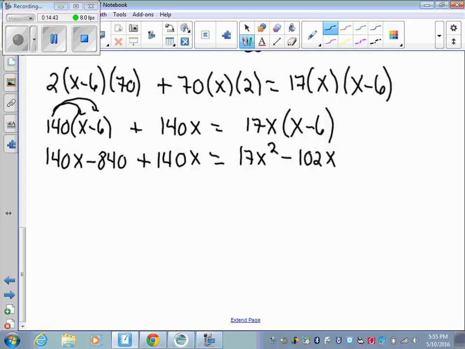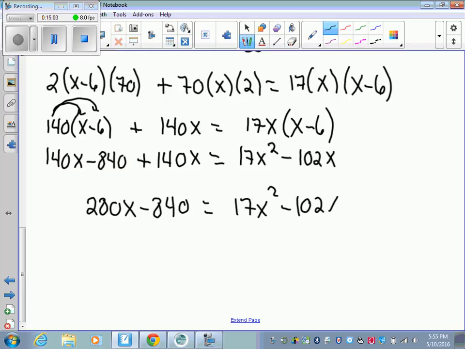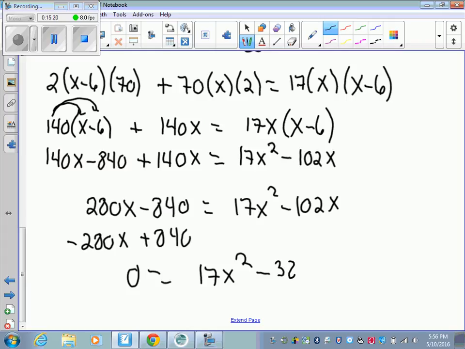Okay. Now it's time to collect our like terms. So we've got here 140x plus 140x. That's going to be 280x minus 840 equals 17x squared minus 102x. Now I'm going to bring this to the other side and bring this over here as well. So I'm left with 0 over here, 17x squared minus 382x plus 840.